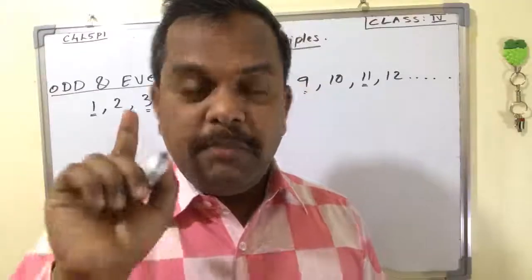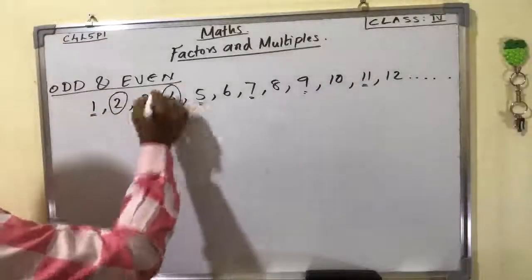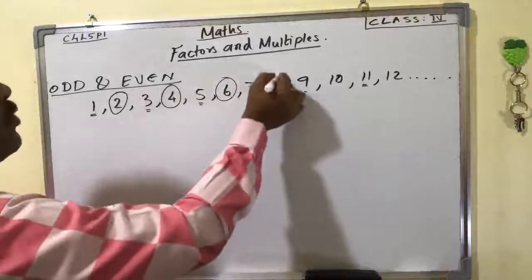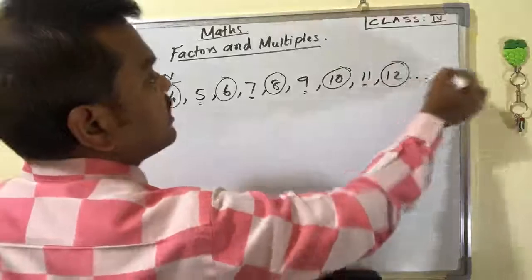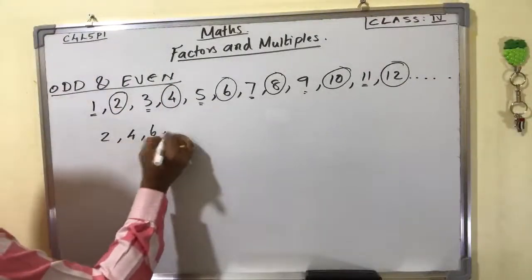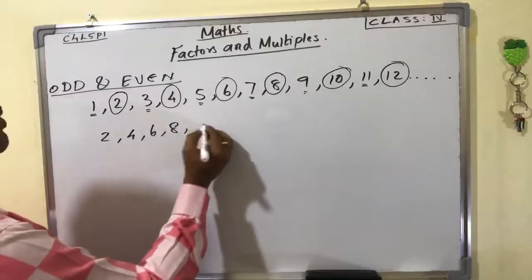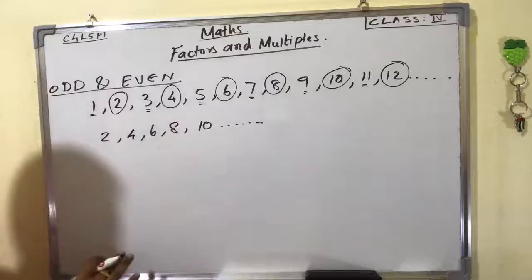Even number, multiples of 2. Look here, 1 2 is 2, 2 2s are 4, 3 2s are 6, 4 2s are 8, 5 2s are 10, 6 2s are 12, like that it will go. So even numbers are 2, 4, 6, 8, 10, like that even numbers go. It will go like this.